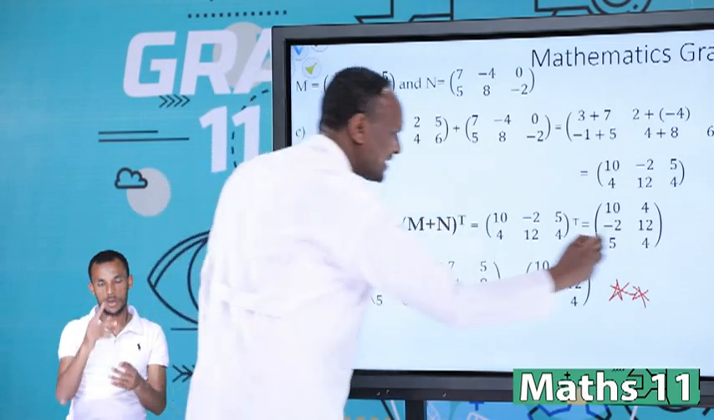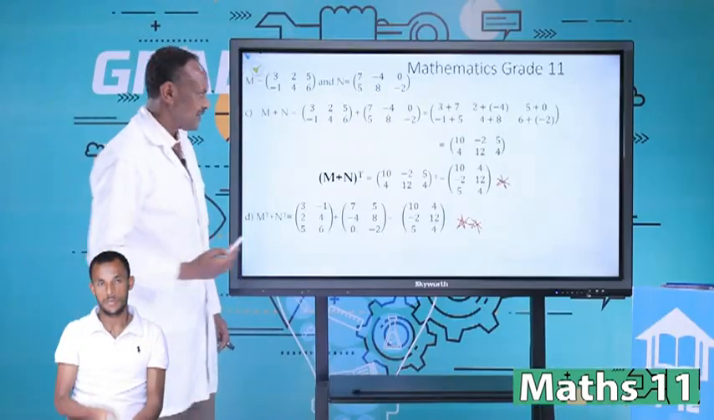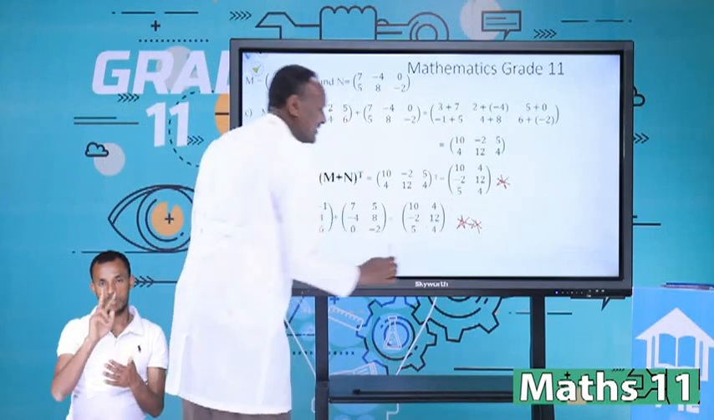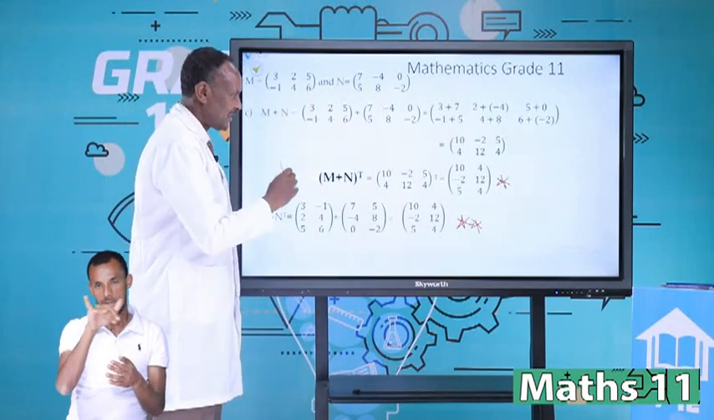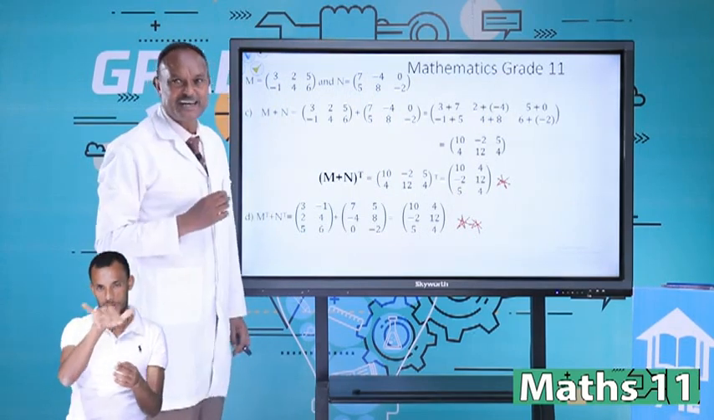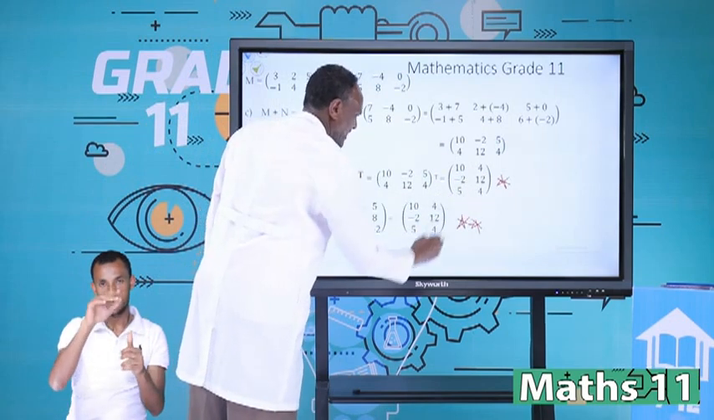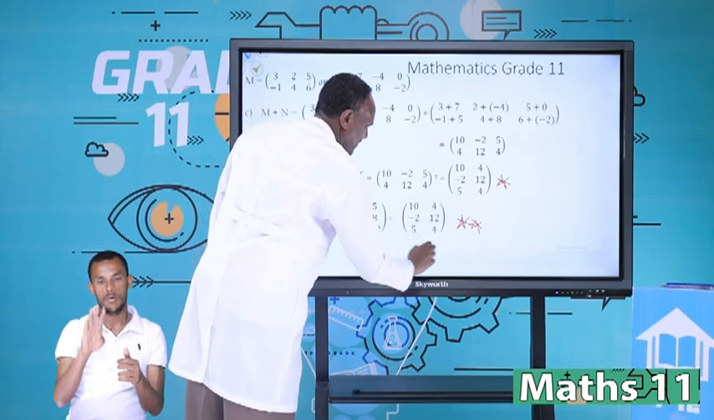The transpose of their sum, it was this one. What we see, these two matrices have the same size, 3 by 2, 3 by 2. Second, corresponding elements of the results are equal. First row, 10, 4, 10, 4. Then -2, 12, -12. 5, 4, 5, 4.